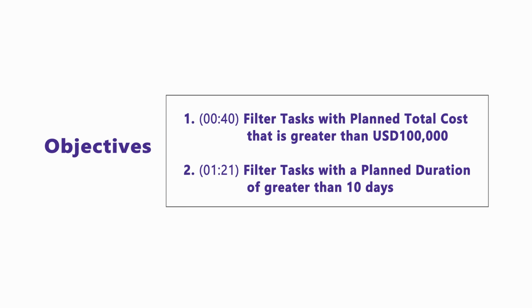The first objective is to filter tasks with planned total cost that is greater than 100,000 USD, and the second objective is to filter tasks with a planned duration of greater than 10 days. This will help the construction team plan for resources.